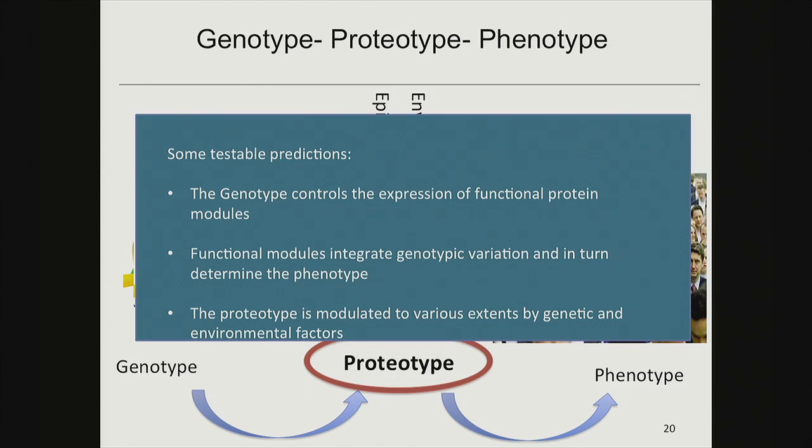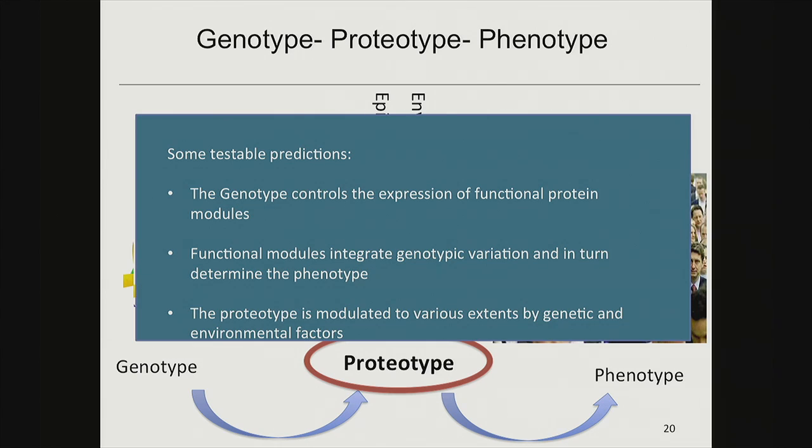The second prediction would be that the functional modules would integrate genotypic variation and relate to the phenotype. That we can make correlations between the proteotype measurements over a number of conditions and relate them to measurable phenotypes, so that this is not a random association. We can learn from this association which factors are determinant for the phenotype.